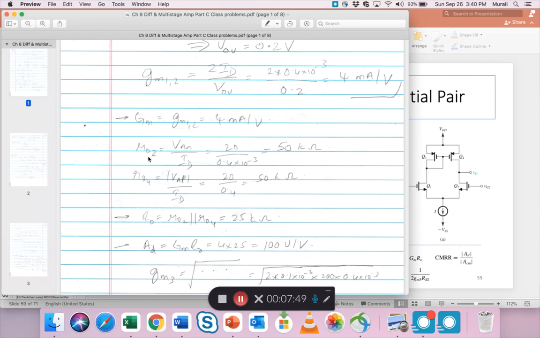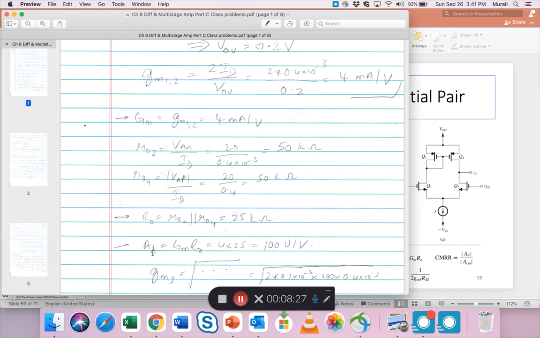The intrinsic resistance of the N type, which is RO2, this transistor, is VA, the early voltage, divided by ID for the N type, which is 20 by this, which is 50K. RO4 is really the same thing because this is also given to be 20. So 20 by 0.4, which is 50K. So you have 250Ks. So the output resistance, which is the parallel combination, is just the half of it. So that becomes 25K.